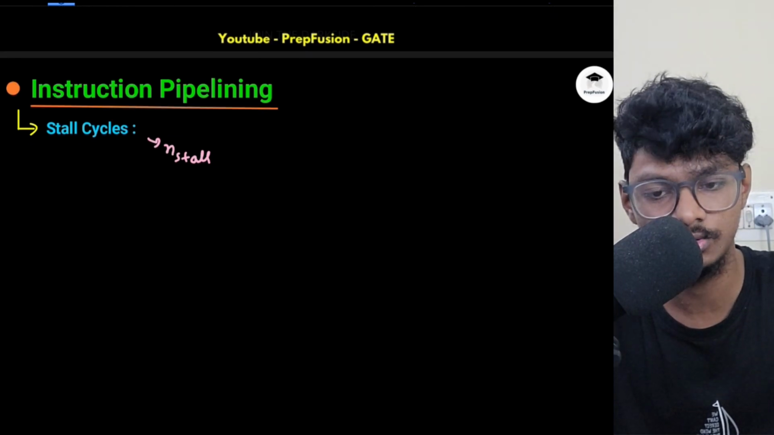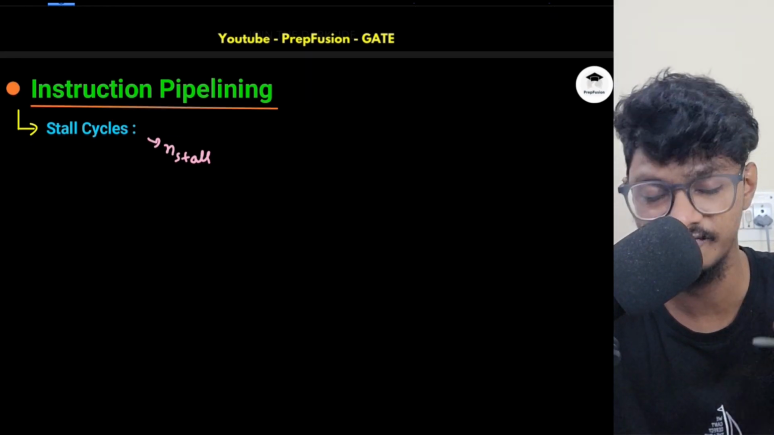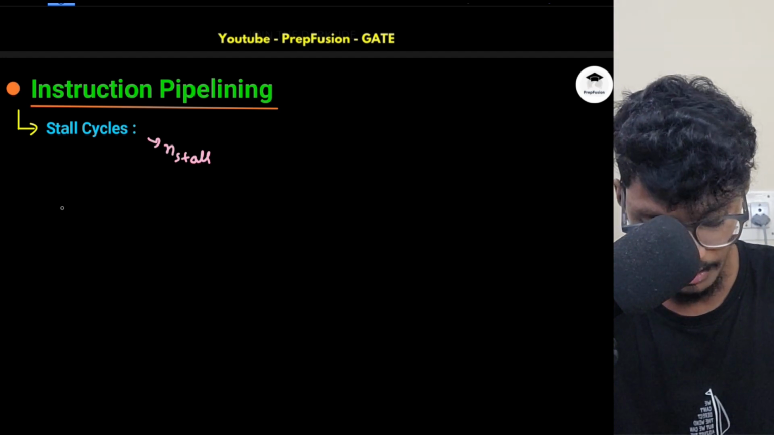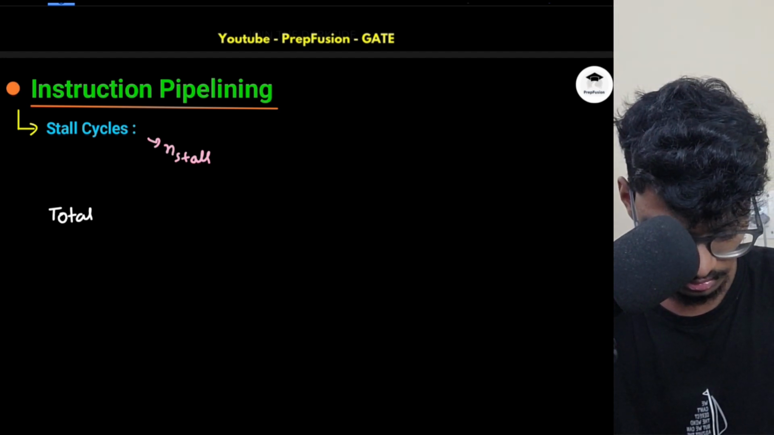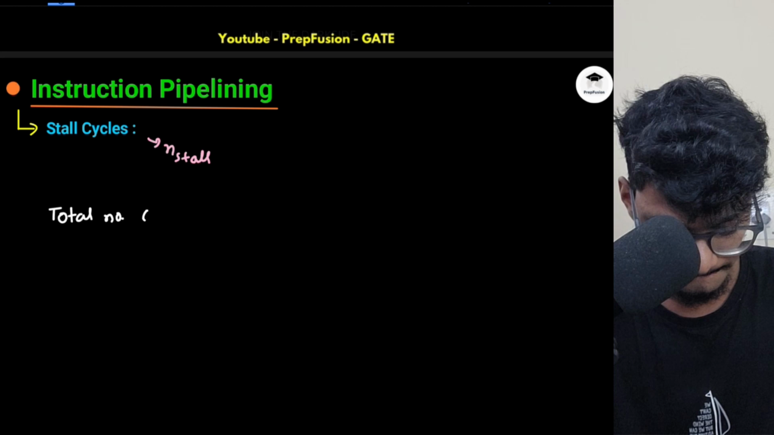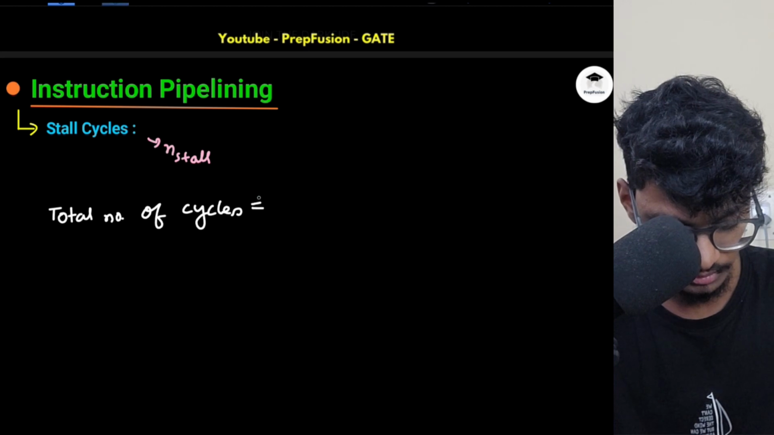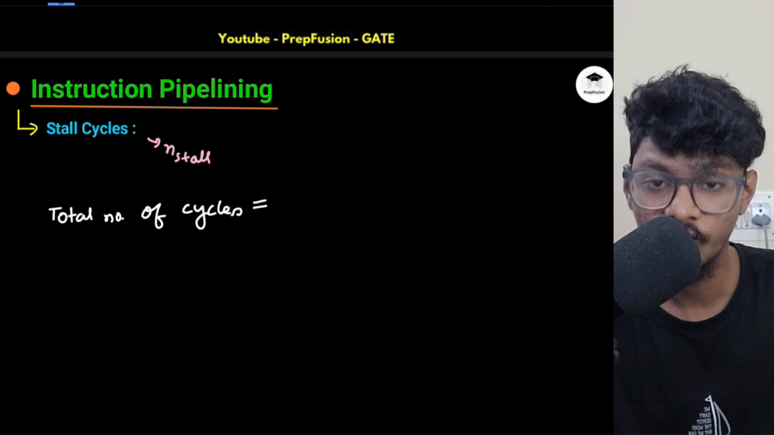What will be my total execution time? Before finding out the total execution time, first I will write the total number of cycles in the pipeline. I'm only talking about the pipeline. So what is the total number of cycles?